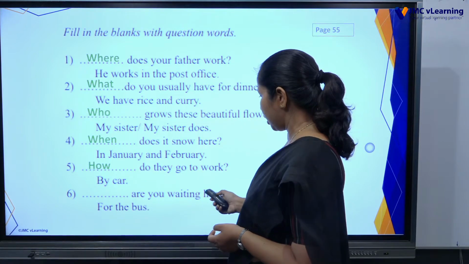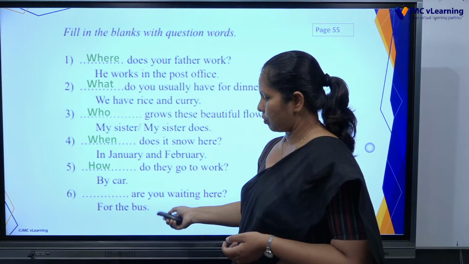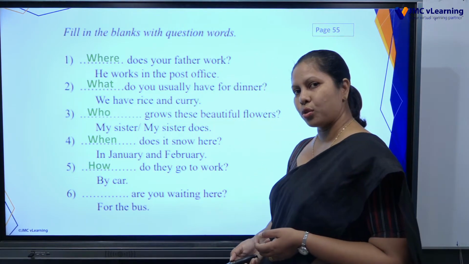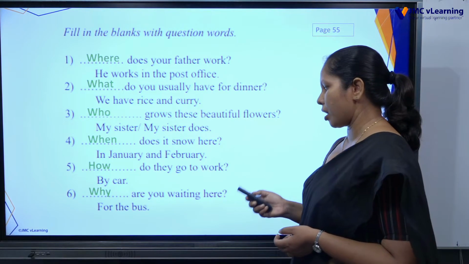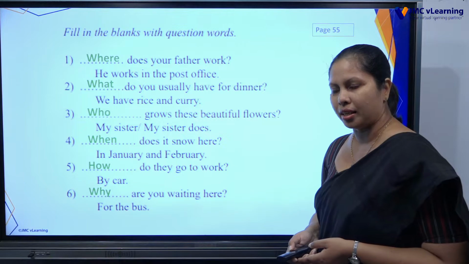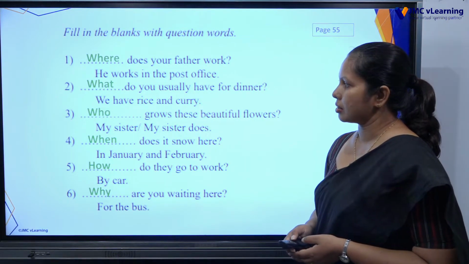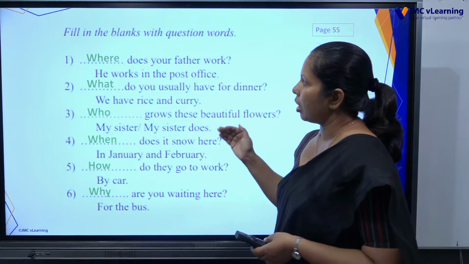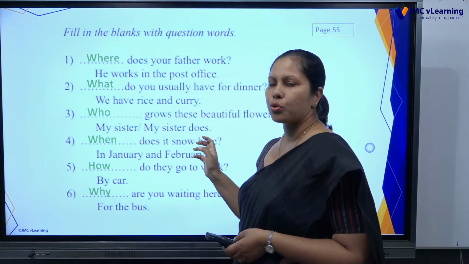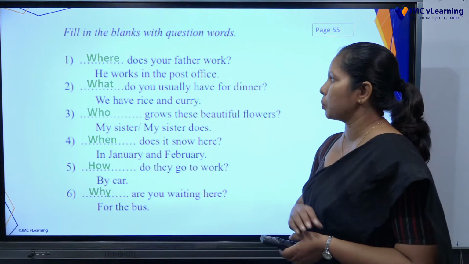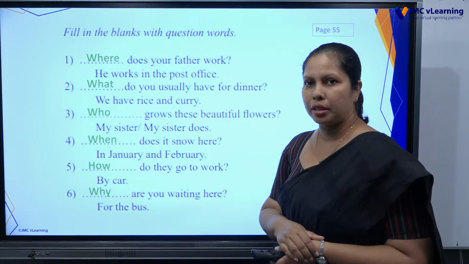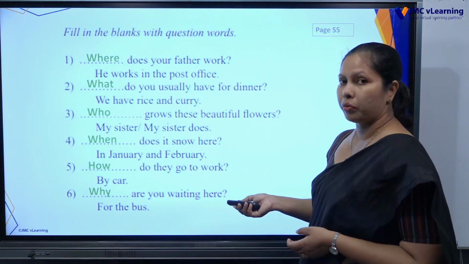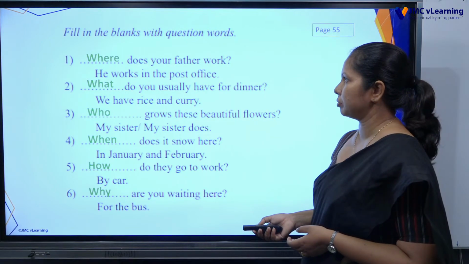Why are you waiting here for the bus? So, a reason is given for the bus. Then the question should be, why are you waiting here for the bus? So, I think you would have understood how to use these question words when you get questions to fill in the blanks. Now, we will go to the next one.